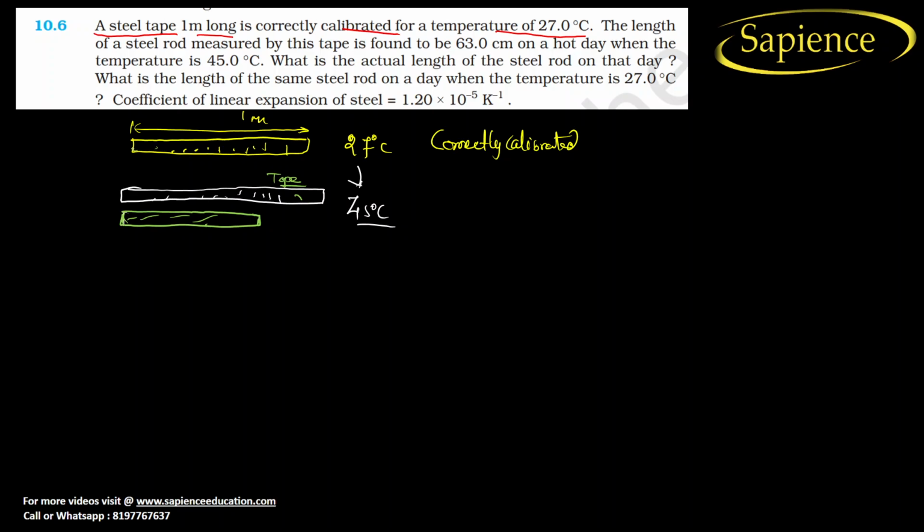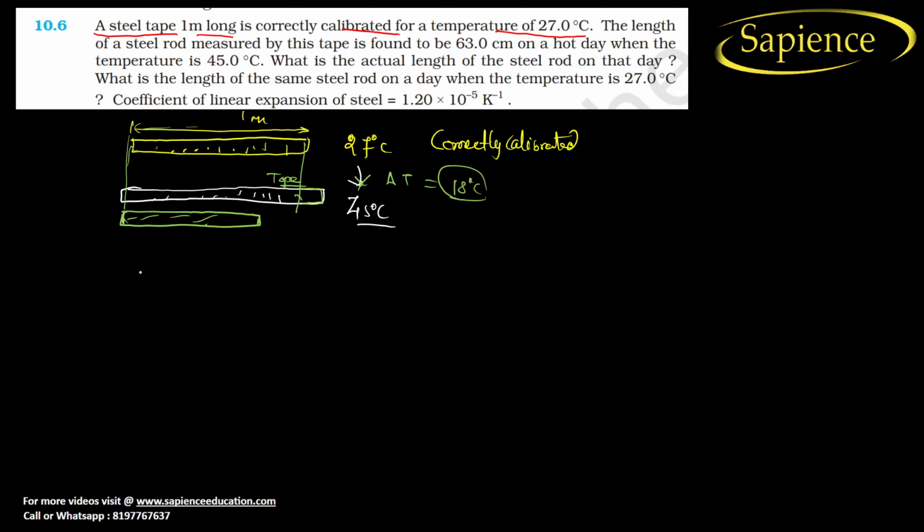Earlier its length was this only, but after the rise in temperature, that is delta T equal to 18 degrees Celsius, there is an increase in the length. So whatever earlier it was showing as 1 meter will definitely be 1 point something meter, but it will show the rod shorter. It means that the true value will be more than the measured value.